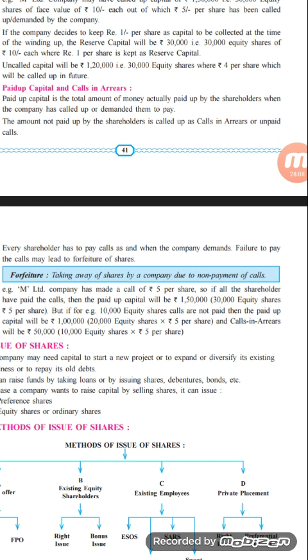M Limited company has made a call of rupees 5 per share. So if the shareholders have paid the call, then the paid up capital will be 1,50,000, that is 30,000 equity shares of rupees 5 each, 1,50,000 will be collected by the company from the investors. But if calls on 10,000 equity shares have not been paid, then paid up capital could be only rupees 1 lakh, that is 20,000 equity shares of rupees 5 each, and calls in arrears would be 10,000 equity shares at rupees 5 per share.